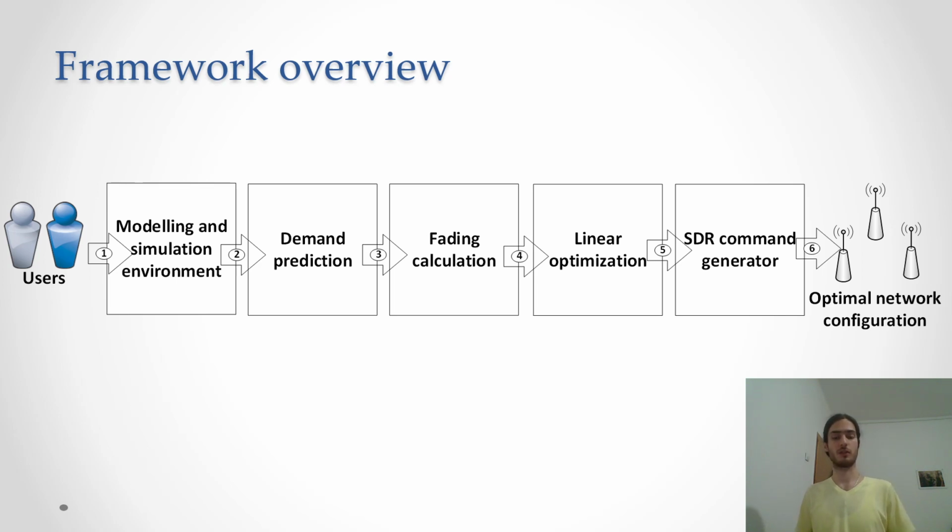We use environment factors like obstacles and distance to the base station to calculate the quality of service, apart from taking fading into account. When we get both the demand prediction and quality of service values, we perform linear optimization to allocate the best possible types of base stations for given city locations. Then, when linear optimization is done, the results are taken as input of the SDR command generator in order to generate the commands that will be applied to the SDR infrastructure.